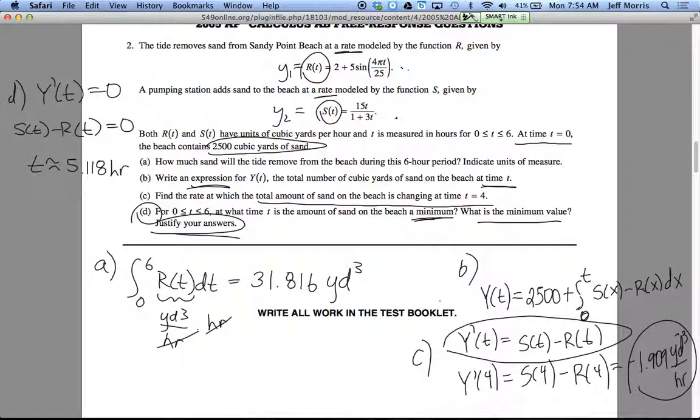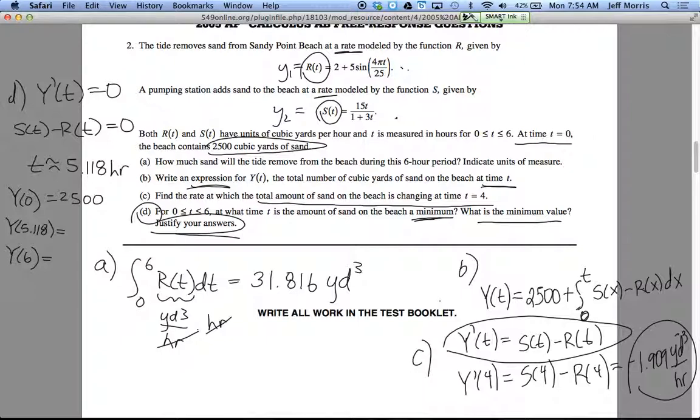The third point is going to be from your justification and your answer. Now here's how you justify and get your answer. You ready? So we're going to go y of 0. Can somebody tell me what y of 0 is? That was given in the original equation, 2,500. Maybe that's the minimum. I don't know. I doubt it. Now we're going to have to go y of 5.118 and y of 6. And when you get those two answers, you will get your justification.